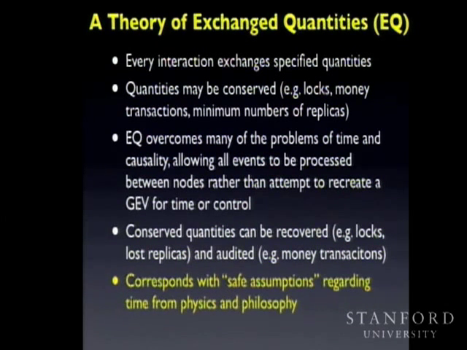So this corresponds to safe assumptions. Even though the physicists haven't yet figured out what time is, we can certainly put a bound around where we think some of the dangerous assumptions are and stay clear of those. And right now, the computer scientists are charging all over those places where the assumptions about time are incorrect.